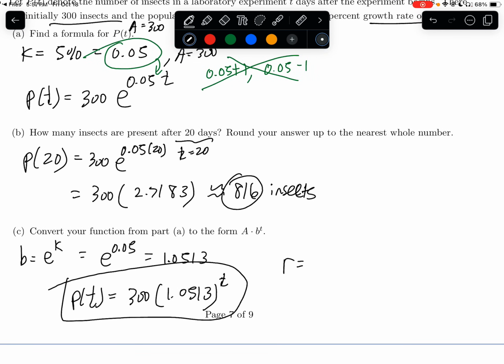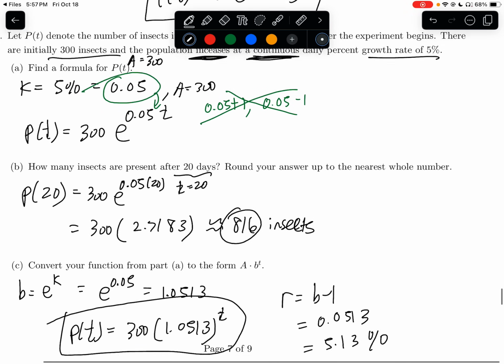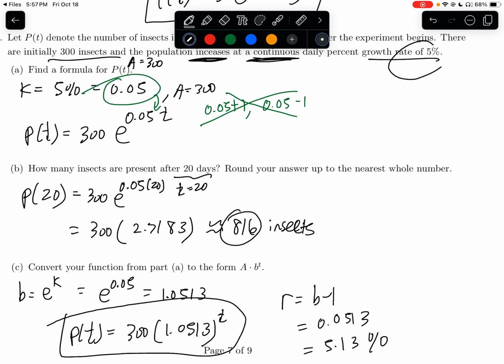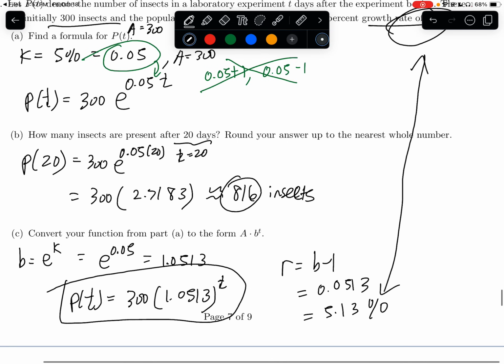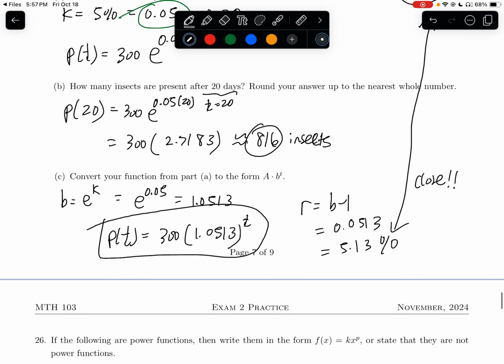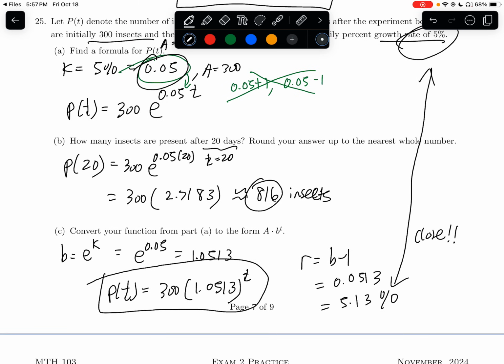And actually this tells us a bit more. It also tells us that the growth rate is b minus 1, which is 0.0513 or 5.13%. And that's very close to the continuous growth rate, which is 5%. So it's not a coincidence that these are close. They're not equal here, clearly, but they should be close. If you do this calculation and they're not, you may have made a mistake somewhere in the conversion. For example, if you didn't convert this into a decimal first, it would be quite a bit off, and that should be a red flag.